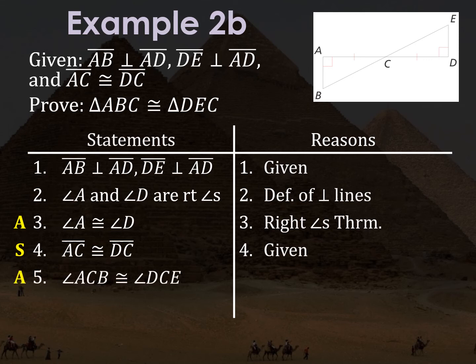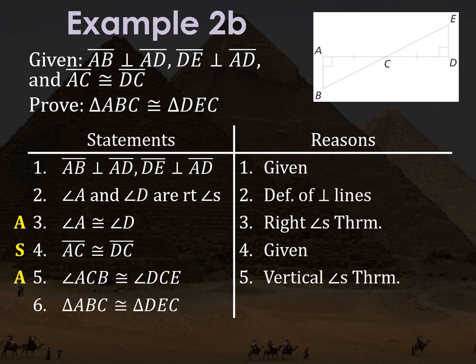Next, statement 5, angle ACB is congruent to angle DCE, and these are our friends vertical angles again. So by the vertical angle congruency theorem, angles ACB and DCE are congruent. So therefore, triangles ABC and DEC are congruent. And how are they congruent? Well, we have two angles, angles A and D, and we have the side in between. So those two triangles are congruent by ASA. So remember, angle, side, angle.